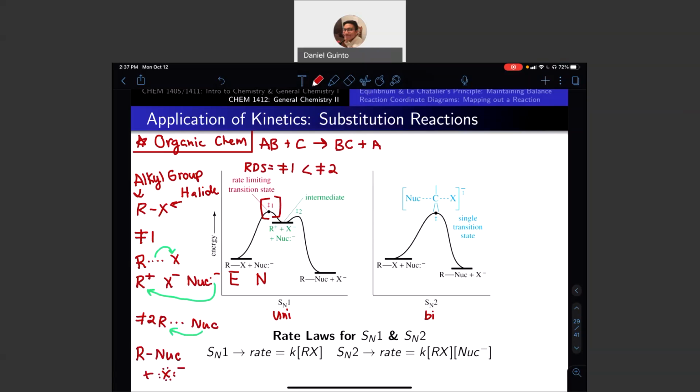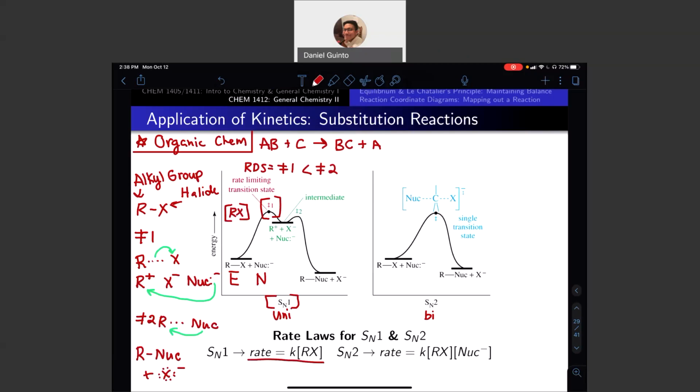For reactions, again, it's just unimolecular here. And because it's a multi-step reaction and there are two transition states, we have to choose the slowest step. And in the slowest step, the only thing you really have reacting with itself is going to be your alkyl halide. So that will be the rate here. It's going to be k times your RX.